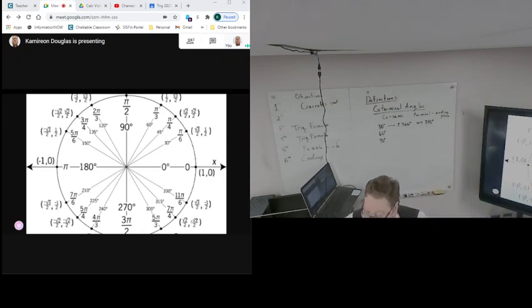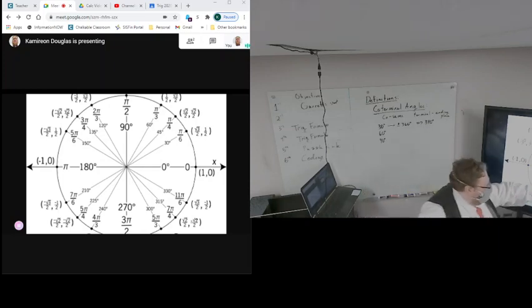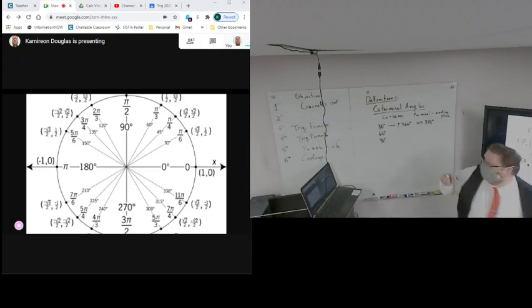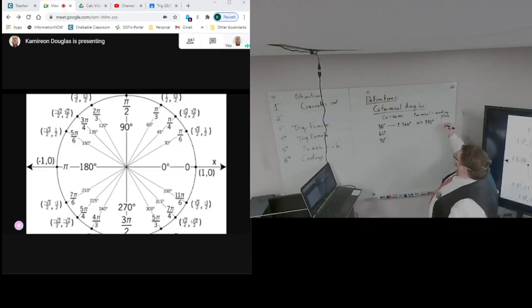I can also go in the other direction. So I start at 30, go clockwise this time. This is referred to as the negative coterminal. It ends up right back at 30, but it's found by subtracting 360. So it would be at negative 330 degrees.